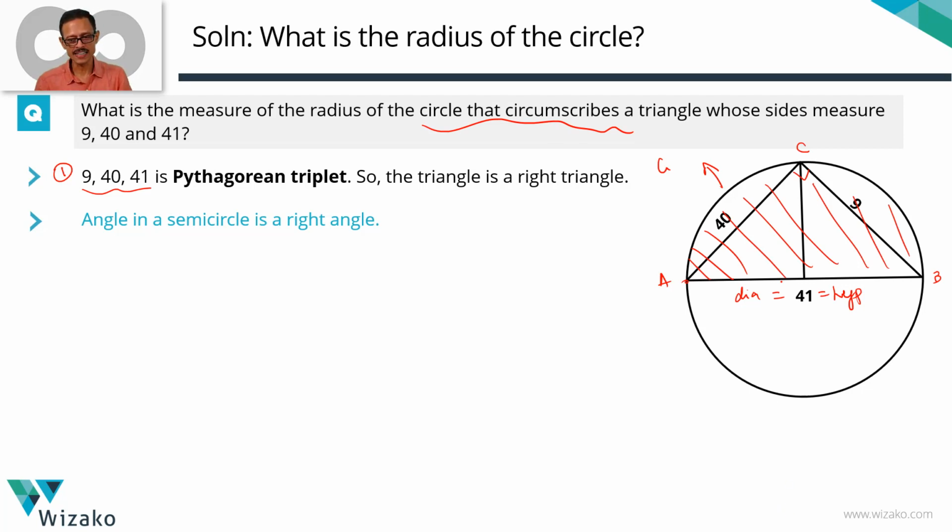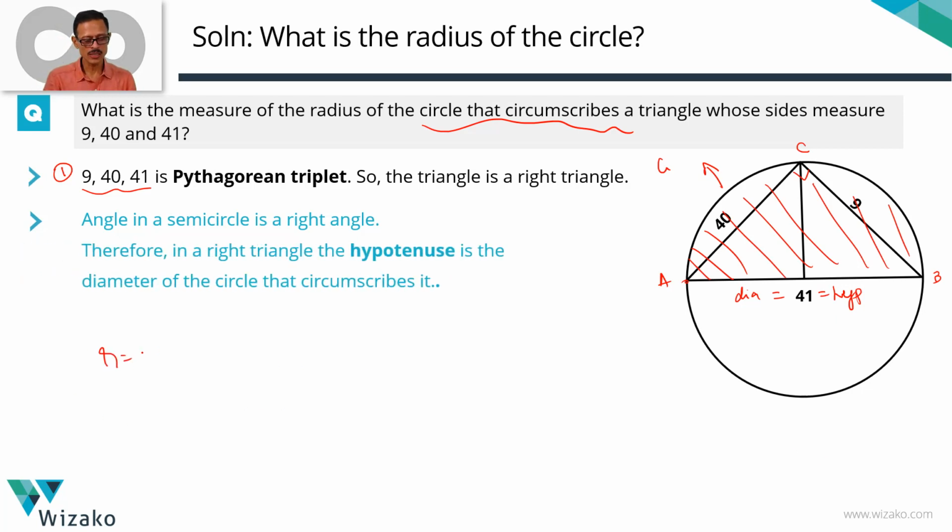So we know we have a right triangle and we have drawn a circumcircle for it, and we know what is the diameter of the circumcircle. The diameter of the circumscribing circle is 41. So what is going to be the radius? The radius is equal to half the diameter, divided by 2, which is nothing but the hypotenuse divided by 2, which is equal to 41 by 2 or 20.5 units, right? So that's essentially the answer.